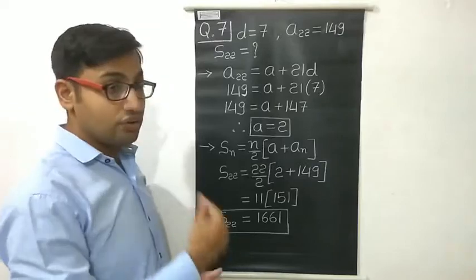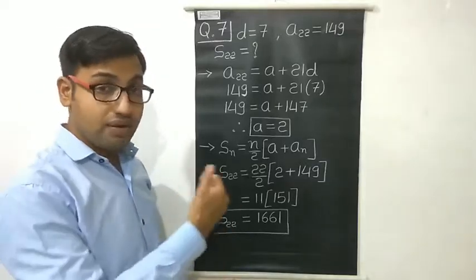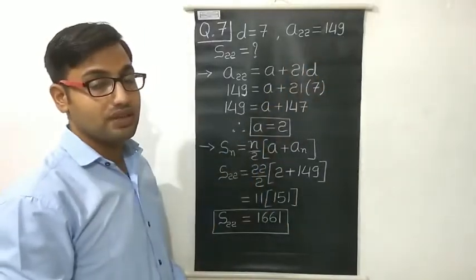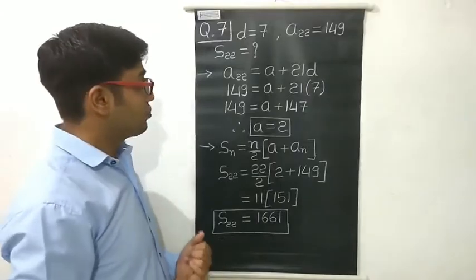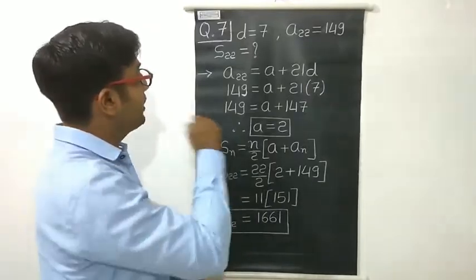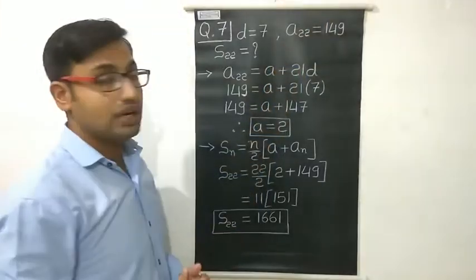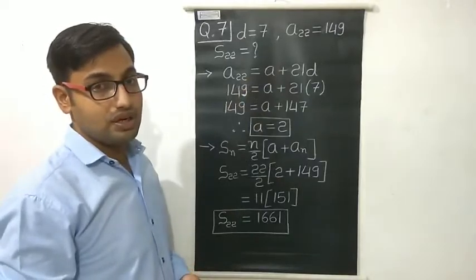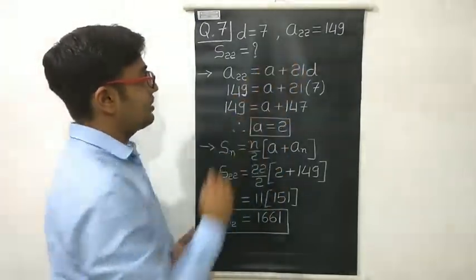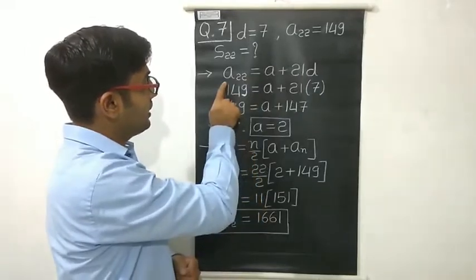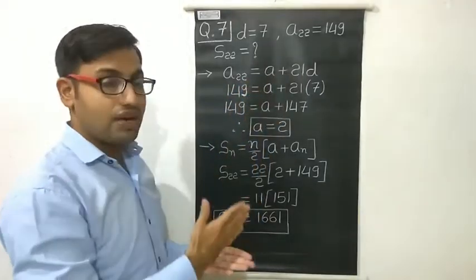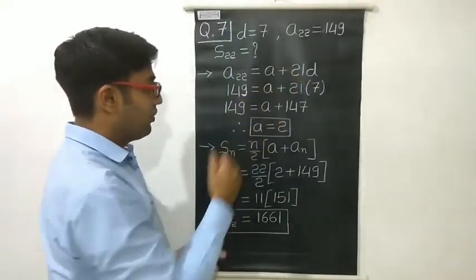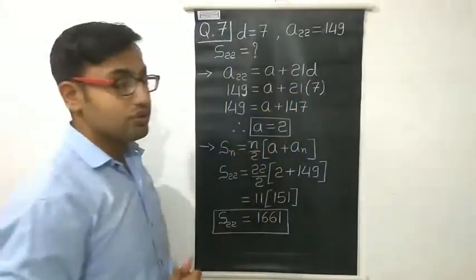Now here we can use one formula, that is Sn is equal to n by 2 into a plus An, because the value of the last term is here, but we do not have the value of the first term. So to get the value of the first term, we can use the formula An is equal to a plus n minus 1 into d. So according to that, for the 22nd term, we can write a22 is equal to a plus 21 into d. Now the value of a22 is 149, a we don't know, 21 as it is, d is equal to 7.